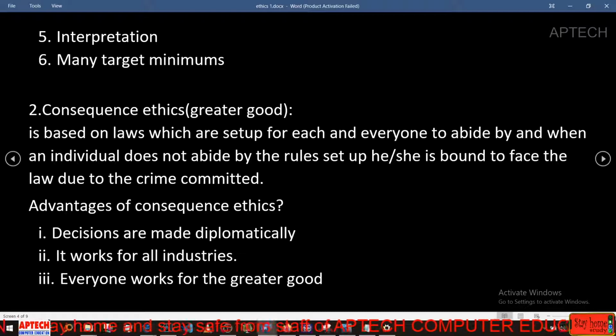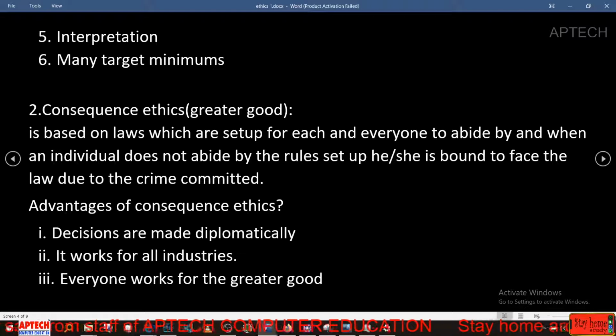This is another thing. Many target minimums. Basically, this deals with the many target minimum. I think it deals with the minimum requirements, which are the ones that are targeted sometimes. Like in a case where you have killed someone, there are minimum requirements required for you to do.